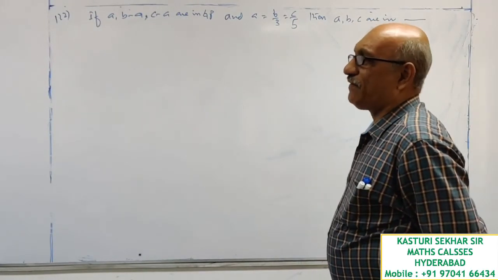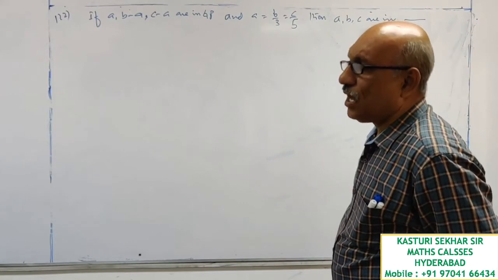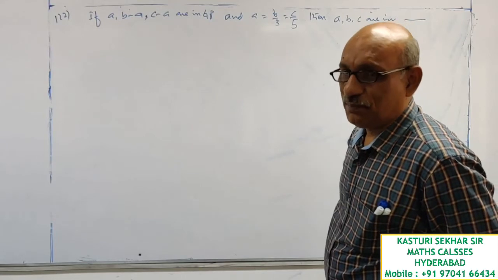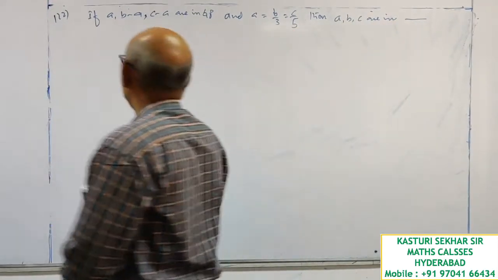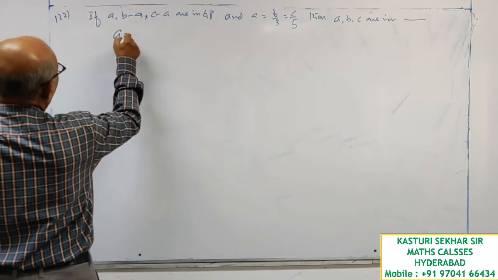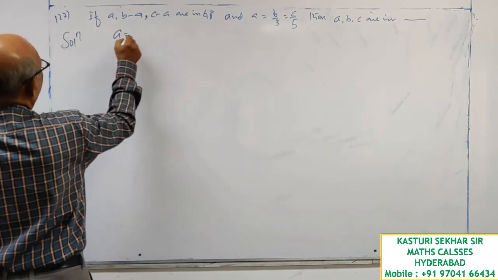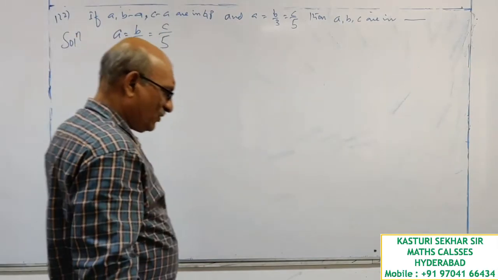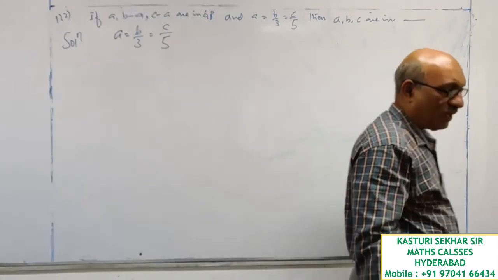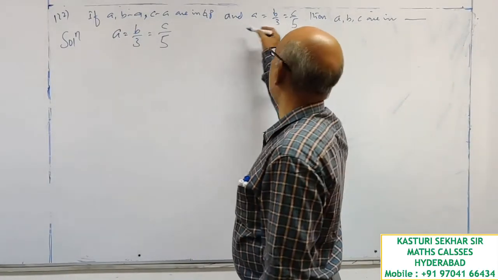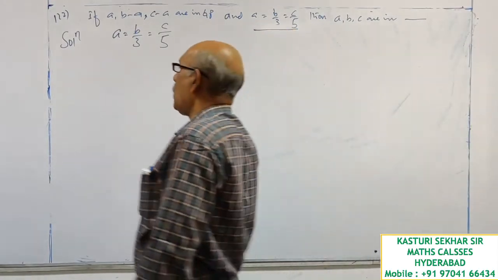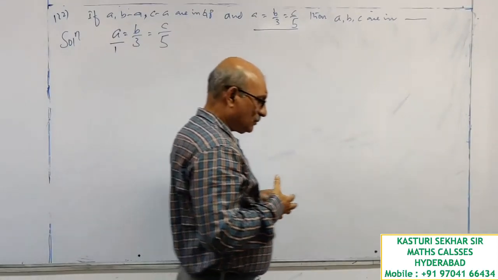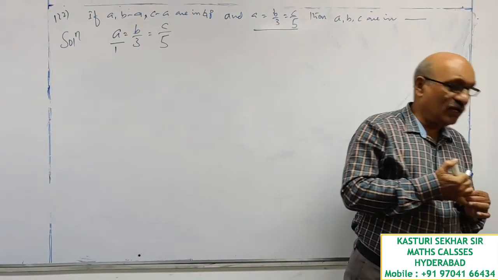Now you have to identify whether A, B, C are in AP, or in GP, or in harmonic progression. Fine. Now look at this. A is equal to B by 3 is equal to C by 5. This relation is given in the question itself. You can also write this as A by 1 is equal to B by 3 is equal to C by 5.